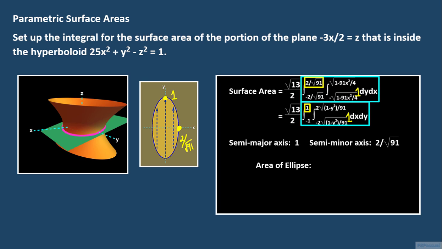The area within the ellipse is equal to pi times the product of the semi-major and semi-minor axes. And so the area of the elliptical projection on the xy plane is equal to pi times 1 times 2 divided by the square root of 91, or 2 pi divided by the square root of 91. To get the area of the surface, we multiply the square root of 13 over 2 by the area of the elliptical projection, and get pi over the square root of 7 for the surface area.